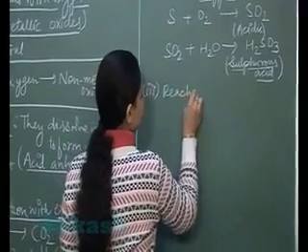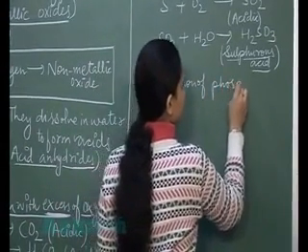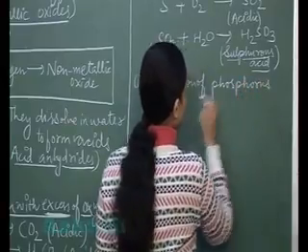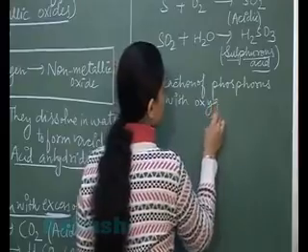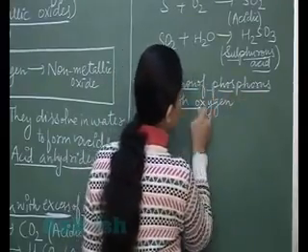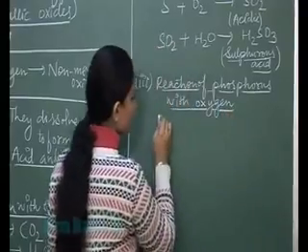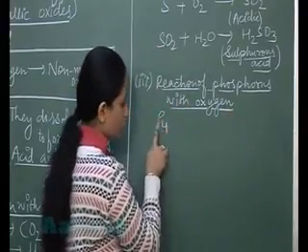Reaction of phosphorus with oxygen. Phosphorus is also a non-metal. So phosphorus is actually present as a tetra-atomic molecule, P4.